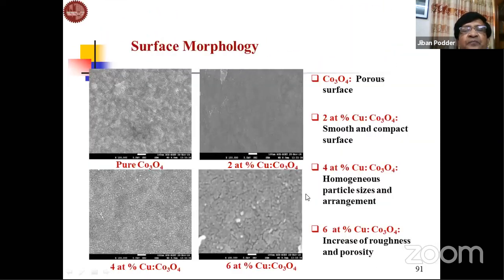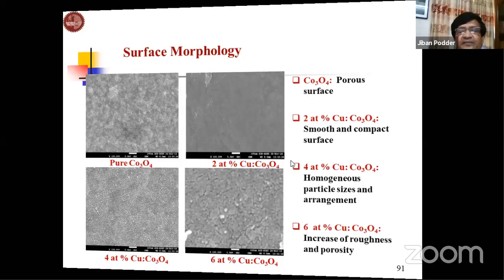Here again, these are porous structures. You see, small porous structures are formed at 2%, 4%, 6% doping of copper into the cobalt oxides. 2% is smooth and compact. 4% has homogeneous particle size and arrangement. But at 6 atomic percent, it started to increase the roughness and porosity.